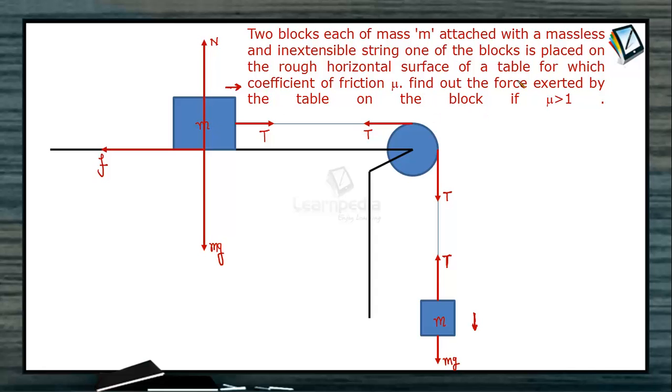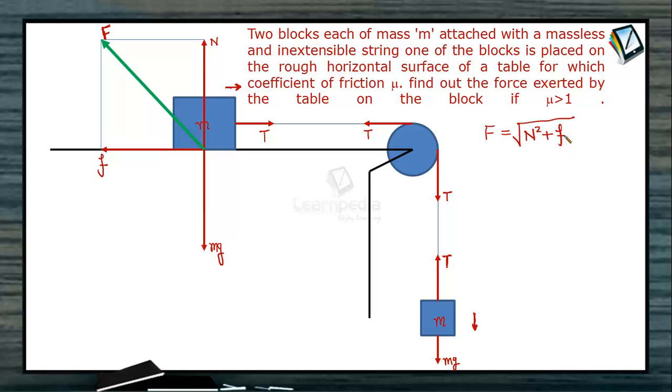Here we have to find the force exerted by the table on the block for the particular case when the friction coefficient is greater than 1. But anyway, we know that N as well as F both are the forces applied by the table on the block. So basically we have to find the resultant of these two forces. So here it is the resultant force that we have to calculate. It can be calculated easily by the square root of N squared plus F squared.